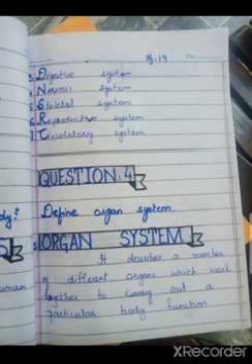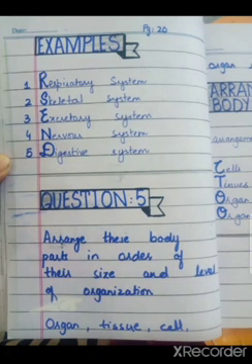Then question number 4, define organ system. Again give the heading organ system, and you have to define what an organ system is. So give 2 finger gap and write: it describes a number of different organs which work together to carry out a particular body function. And the examples are respiratory system, skeletal system, excretory system, nervous system and digestive system. Again draw full ending line and start writing question number 5.